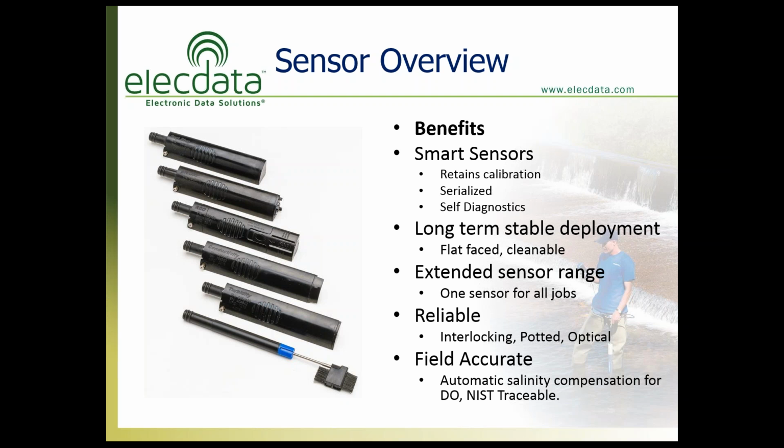The sensors are all rugged and reliable. As we mentioned, they interlock into the unit and into the central stem, and they're all potted to provide a real rugged sensor. The unit also provides automatic salinity compensation for dissolved oxygen, and all of the sensors are NIST traceable, again an acronym for National Institute of Standards and Technology.